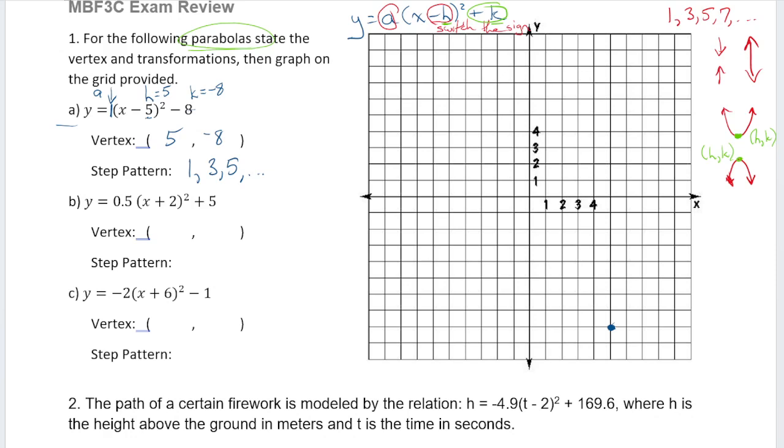So what does that mean? From the vertex, I'm going to go right 1 up the step pattern. So right 1 up 1, right 1 up 1, 2, 3, then right 1 up 1, 2, 3, 4, 5. I do the same to the left from the vertex. Left 1 up 1, left 1 up 1, 2, 3, left 1 up 1, 2, 3, 4, 5. And then we just draw our parabola through that and label. This is y is equal to (x minus 5) squared minus 8.